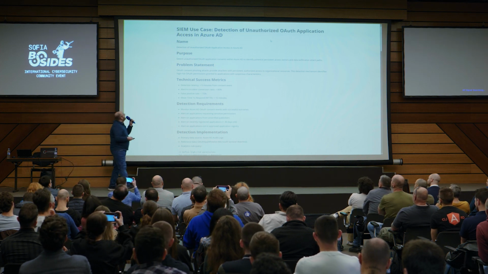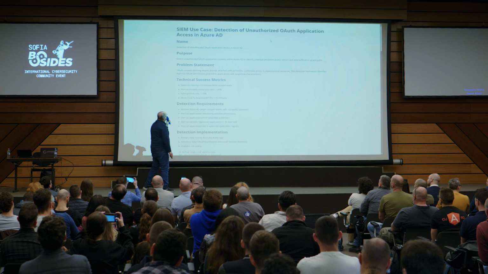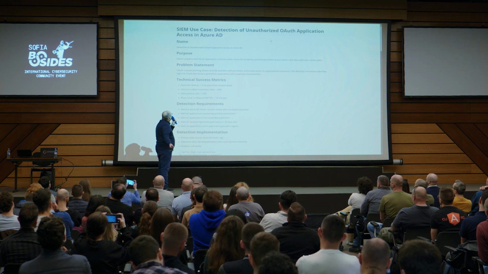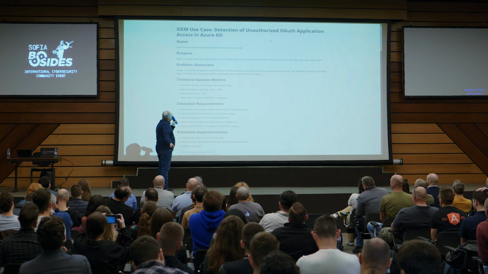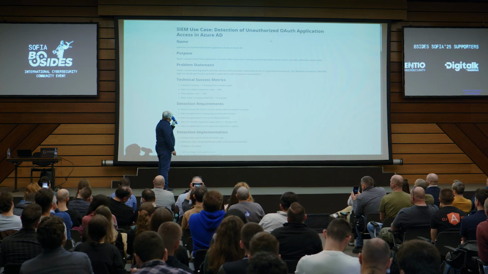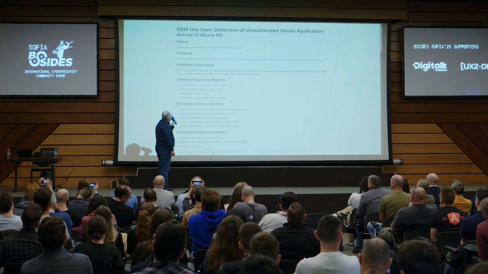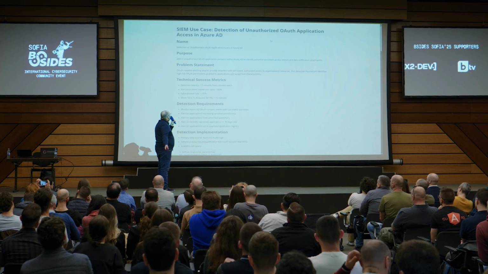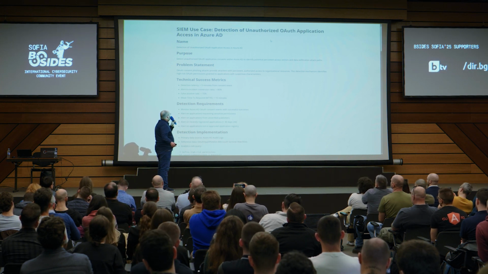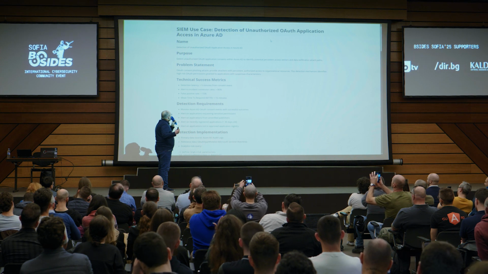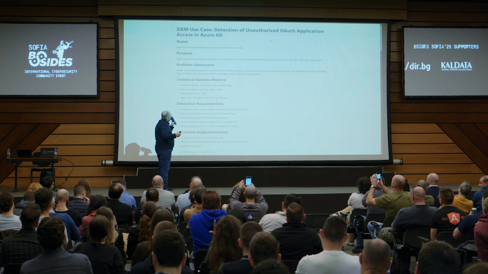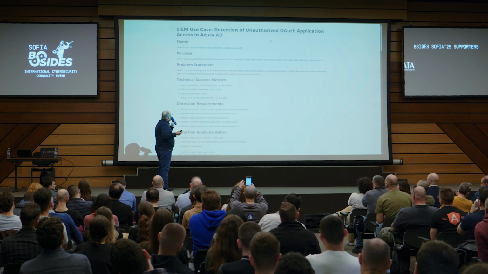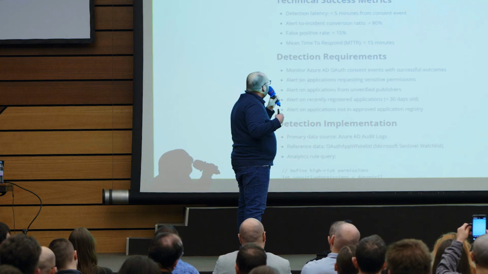So you got your purpose. You're going to detect unauthorized apps. You got your problem statement. What am I trying to detect? And basically, why am I doing this? You're going to build your success metrics, technical success metrics, what we spoke about. For example, detection latency under 5 minutes, alert to incident conversion ratio. That would be 80% of things would be noise, and false positives under 15% of the produced events.